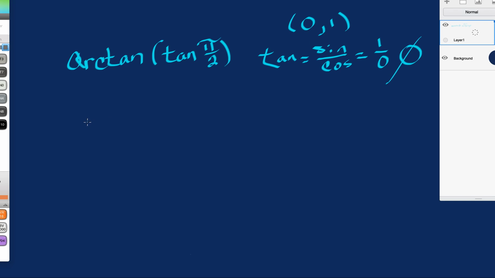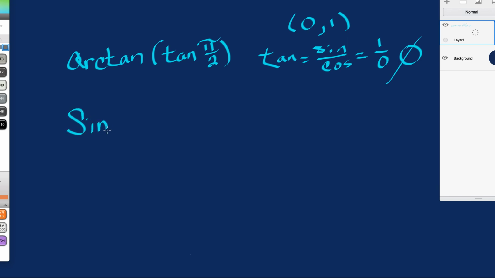Sometimes they'll give you a value that's outside the boundaries of what we're allowed to be looking at. Remember, when we're looking for inverses, we're looking for inverses between certain boundaries, or they'll try and trick you. So look out for those tricks outside the boundaries.